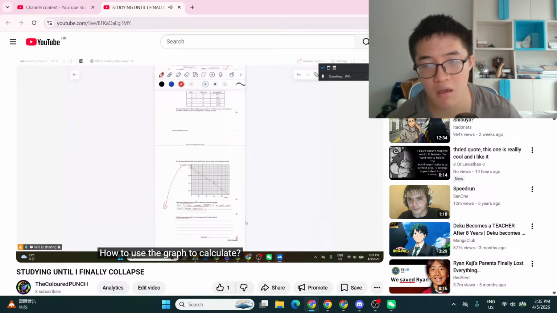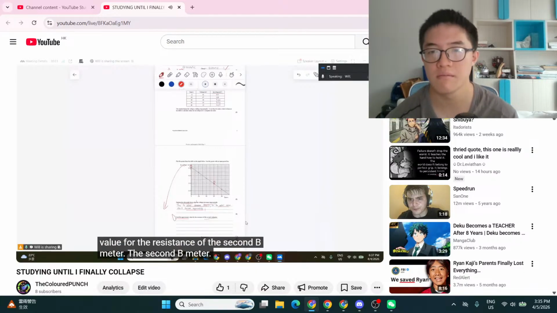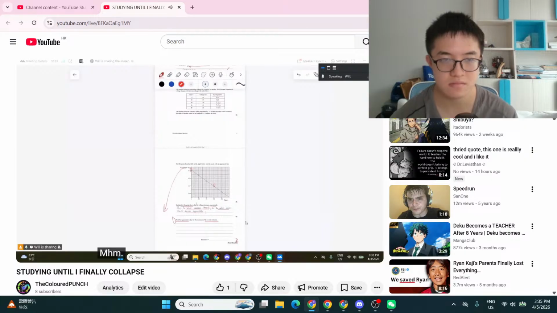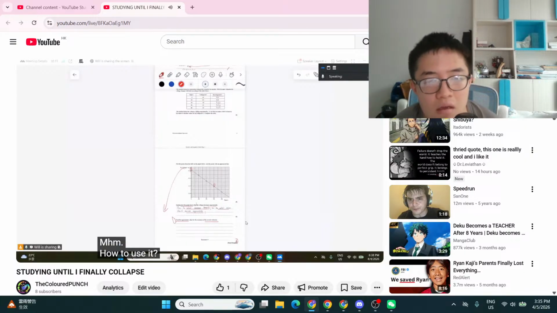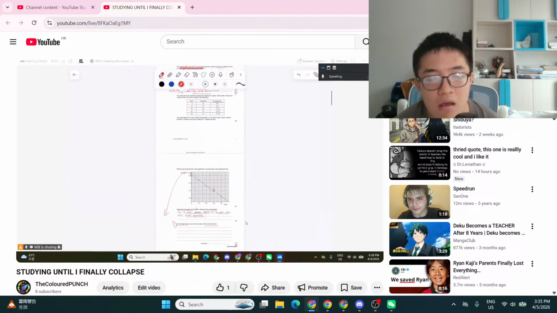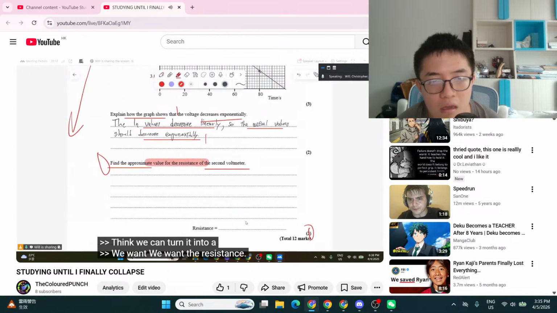How to use the graph to calculate? The question wants us to find the appropriate value for the resistance of the second voltmeter. The second voltmeter, the resistance of the second voltmeter. How to use it? Think about it. I think we can turn it into an equation. We want the resistance.